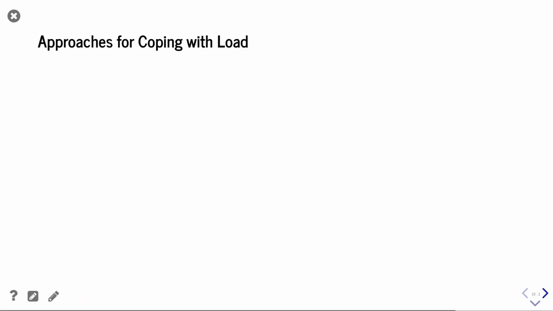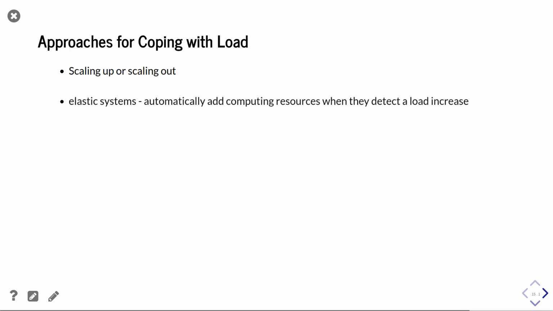Now, there is no one general approach for coping with the load. As the load increases, you could scale up, basically increase the resources on a single machine, or scale out, use more machines. Elastic systems can do this automatically, so they add computing resources when they detect a load increase and reduce the computing resources as they detect a load decrease.